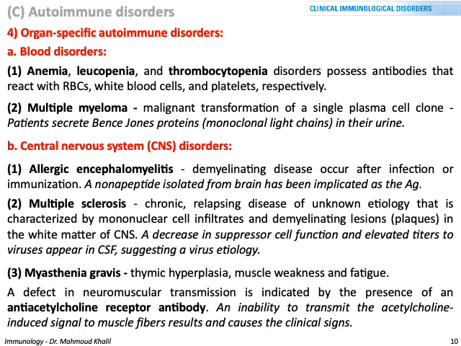For myasthenia gravis, it's a thymic hyperplasia characterized by muscle weakness and fatigue. Actually, a defect in neuromuscular transmission is indicated by the presence of anti-acetylcholine receptor antibody. So this leads to the inability to transmit the acetylcholine-induced signal to muscle fibers, and causes these clinical signs.